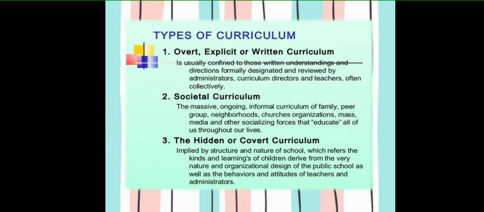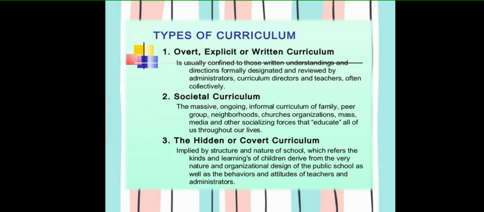Types of curriculum. First, overt, explicit, or written curriculum. It is usually confined to those written understandings and directions formally designated and reviewed by administrators, curriculum directors, and teachers, often collectively. Second one, societal curriculum. The massive, ongoing, informal curriculum of family, peer group, neighborhoods, churches, organizations, mass media, and other socializing forces that educate all of us throughout our lives.